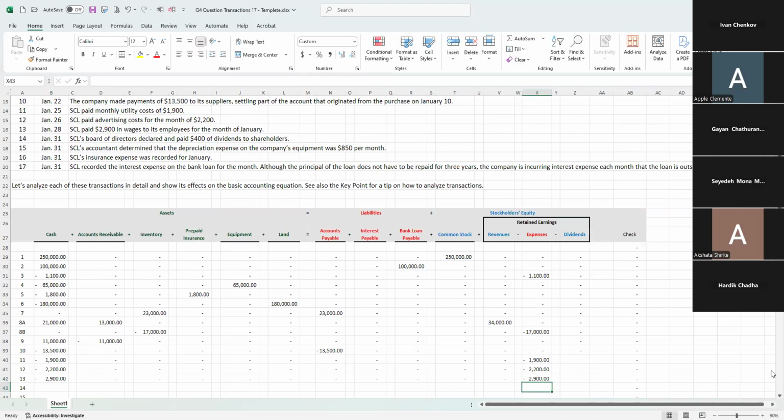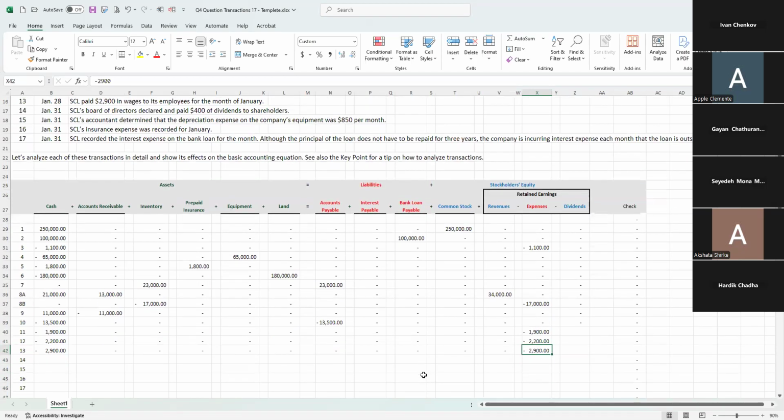Why expense? Well, did we use the employee? Yes, we used the employee, right? So if you use something, that's an expense. Did we use the utilities? Electricity? Yes. Expense. Did we use the advertising? Yes. Expense. Did we use the employee? Expense. It's like using the resources, right? Exactly.